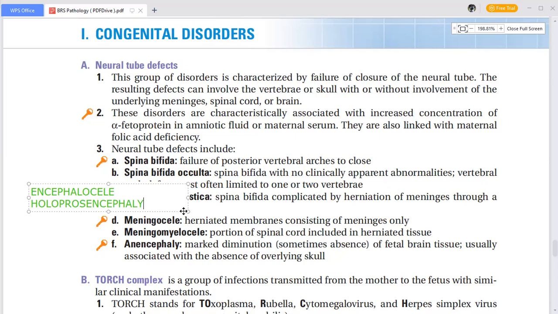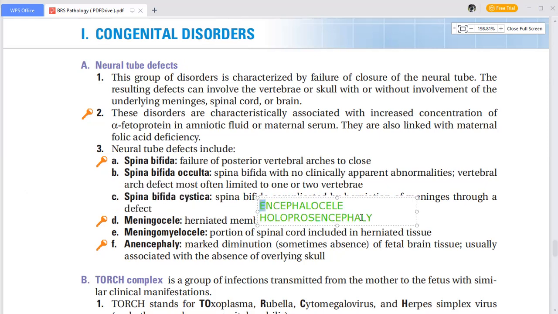So we defined syringomyelia somewhere. Where is that syringomyelia? They didn't put syringomyelia there, right? They just talked about meningomyelocele. So what of syringomyelia? Because I talked about it.